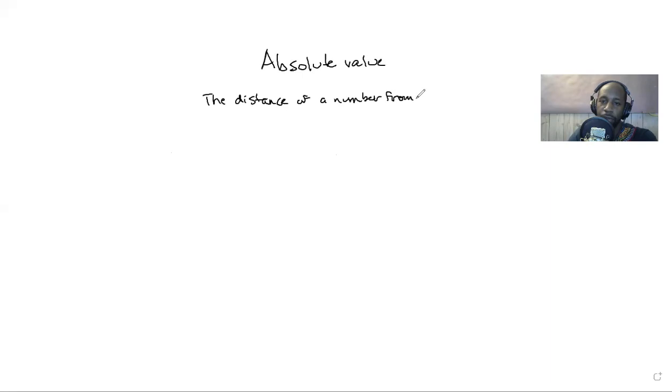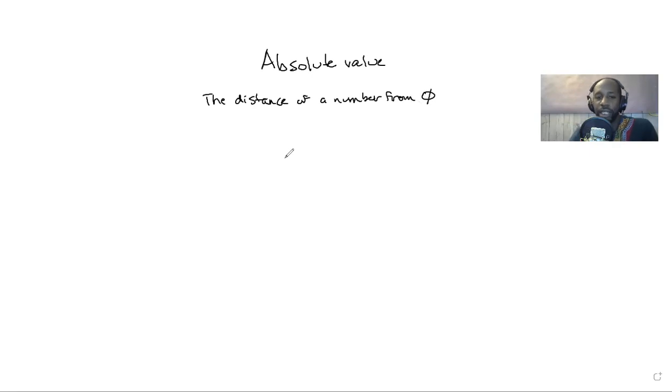All right, absolute value. So let's write this down here. So absolute value is basically the distance of a number from zero. Okay, that's all absolute value is. The distance a number is from the number zero.